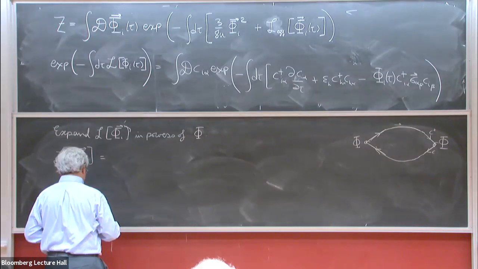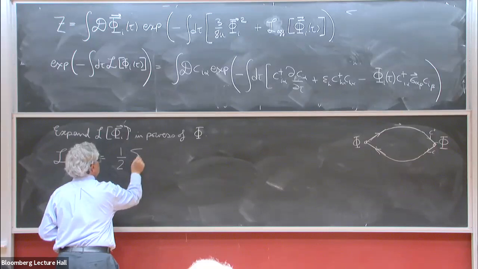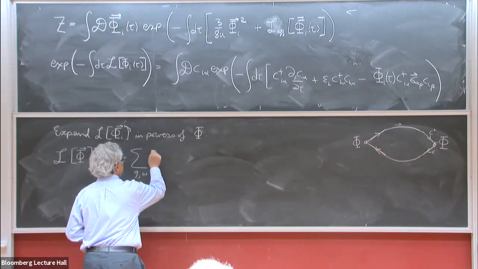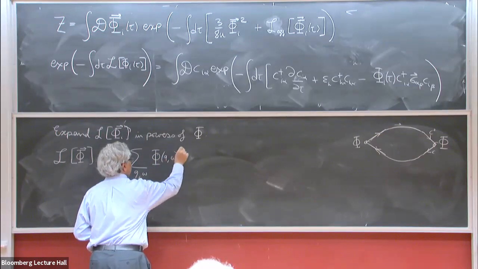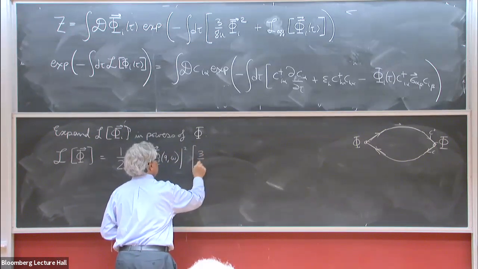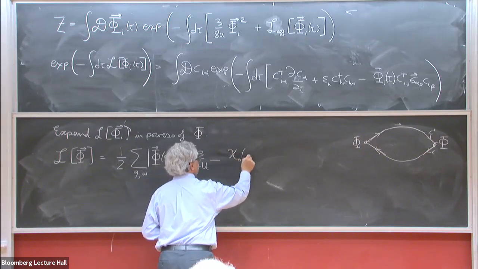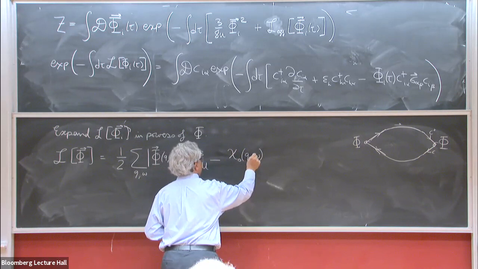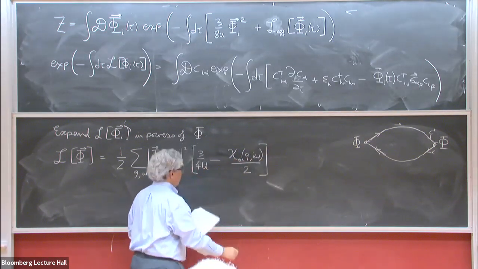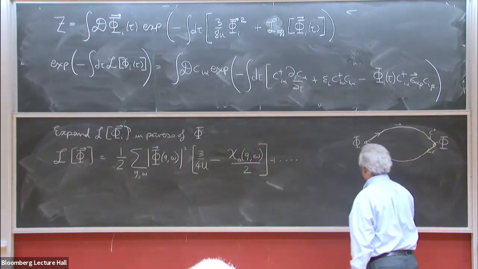Turns out to be 1 over 2 Q and omega. I'm going to go to Fourier space, phi of Q and omega squared, P over 4u, minus quantity, I'm going to write chi 0 of Q and omega, I omega there because I'm working in imaginary time, times this, plus various things. And chi 0 is this graph.